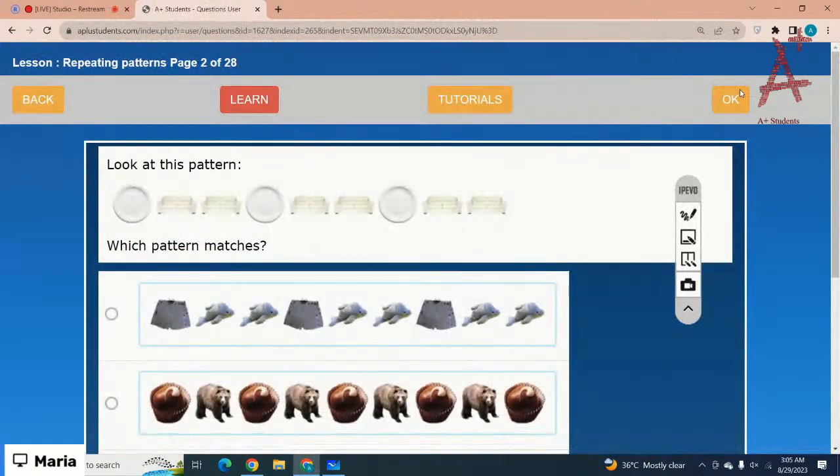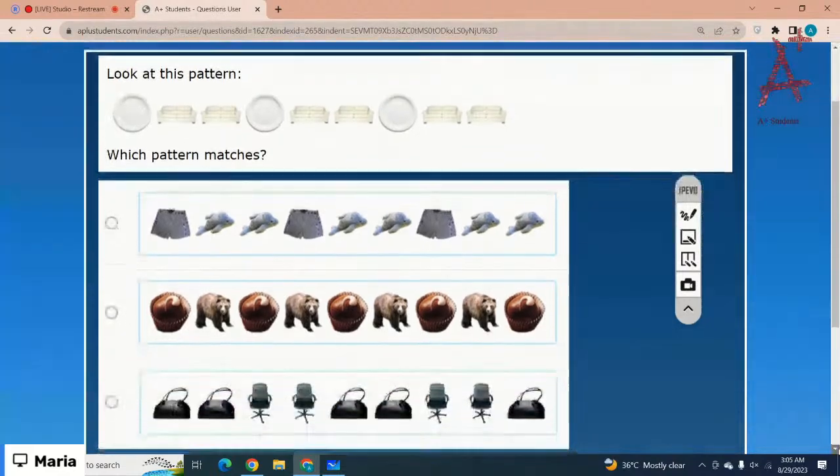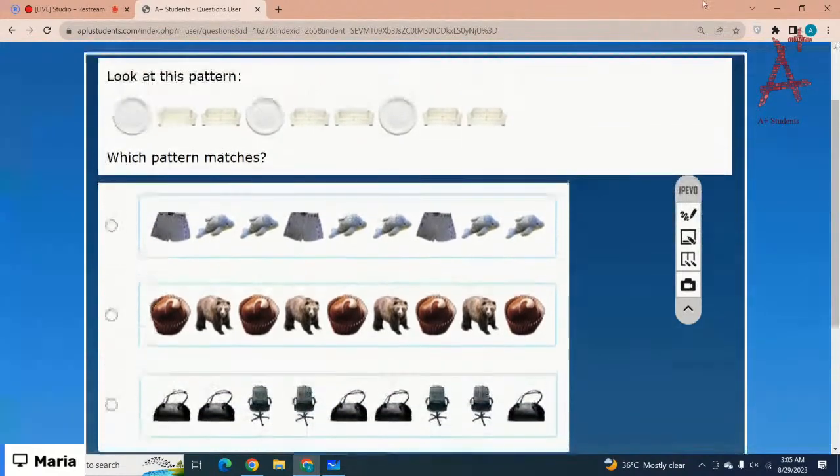Okay, look at this pattern. Which pattern matches? So you have to match a pattern with this one, right? Let's understand this pattern. You have one plate, two sofa, one plate, two sofa, one plate, two sofa. Now you have to match the pattern in which the repetition goes the same, like 1, 2. So option number 1 is the correct option. This one, then you have two toys, then one shirt, two toys, right? So these two patterns match.